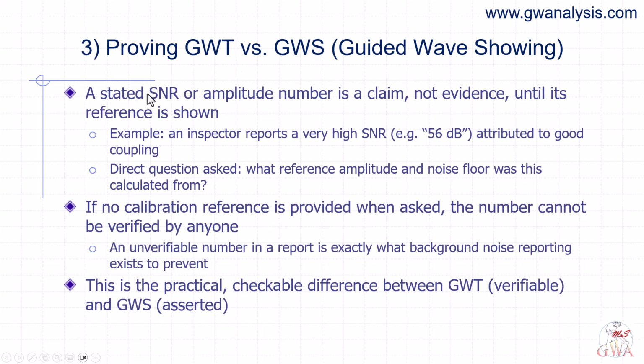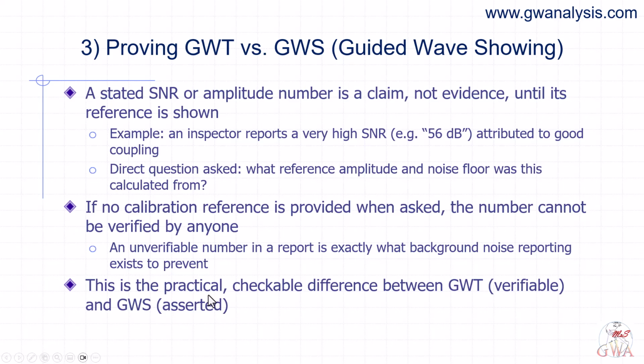A stated SNR or amplitude number is a claim, not evidence, until its reference is shown. For example, if an inspector reports a very high SNR value attributed to good coupling, the direct question to ask is, what reference amplitude and noise floor is this number calculated from? If no calibration reference is provided when asked, the number cannot be independently verified by anyone reviewing the report. An unverified number in a report is exactly what background noise reporting exists to prevent.